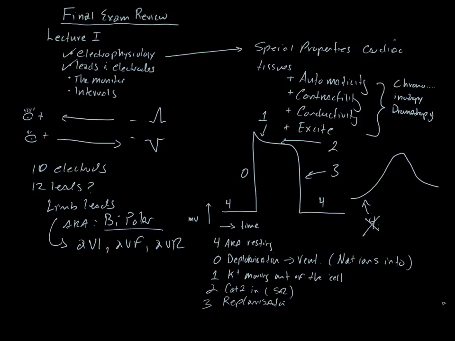That makes sense? Okay, when we talk about the monitor, the big thing you want to know about is the paper. So you have your printout. What is on the x-axis? Time, good. And the y-axis is amplitude in millivolts, right? All right. What is the standard speed for paper?